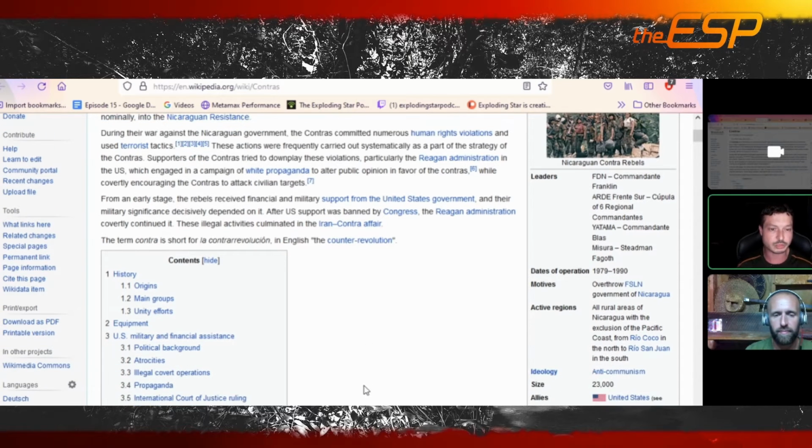From an early stage, the rebels received financial and military support from the U.S. government, and their military significance decisively depended on it. After U.S. support was banned by Congress, the Reagan administration covertly continued it. These illegal activities culminated in the Iran-Contra affair, which is what we were just discussing.